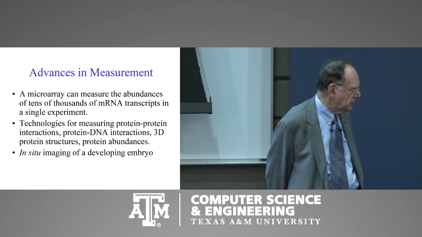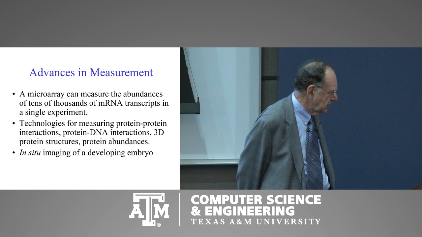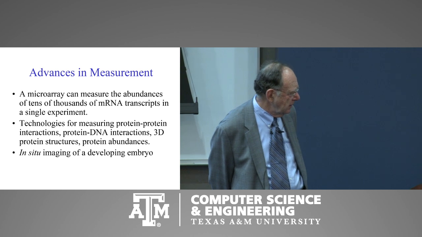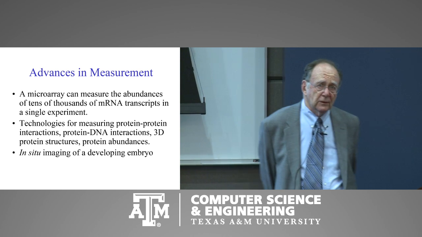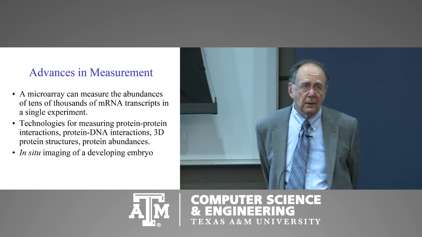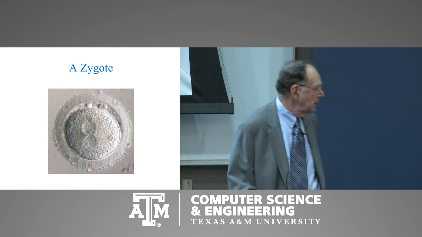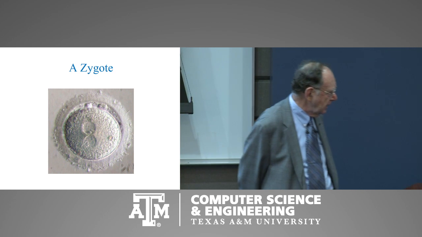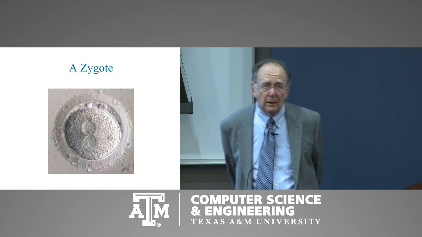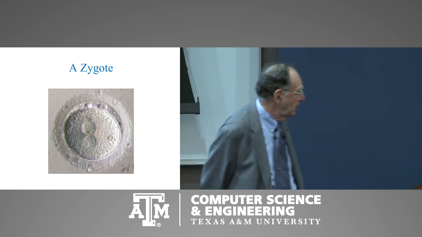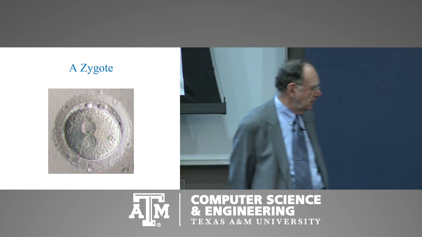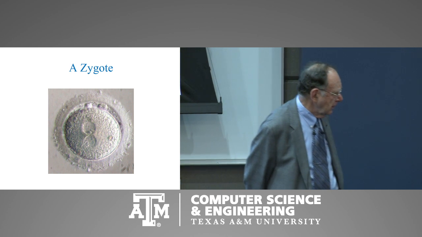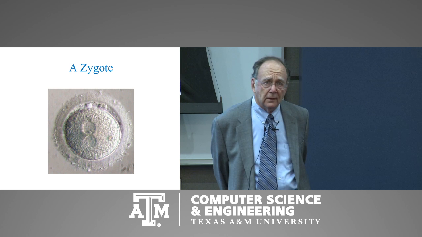So we look at protein-protein interactions, protein-DNA interactions, protein abundances, and protein structures. And we can also be guided by imaging techniques which allow us to actually look at a developing embryo. So here's a zygote, the originating cell which develops when a sperm and an egg meet. And I show this only to indicate the detailed kinds of imaging that one can obtain for these individual cells.